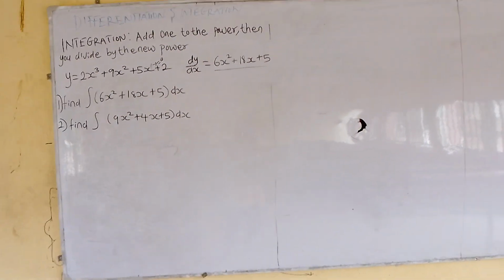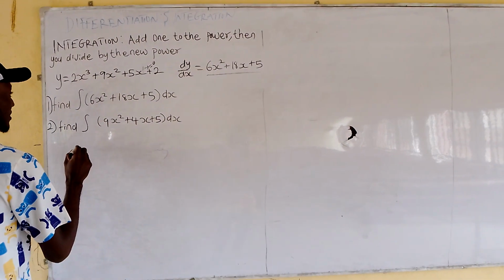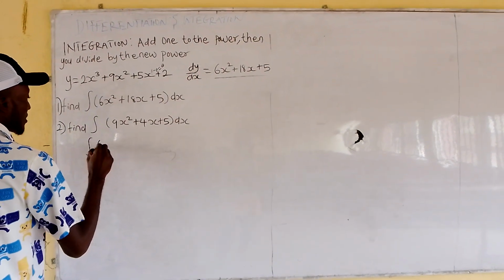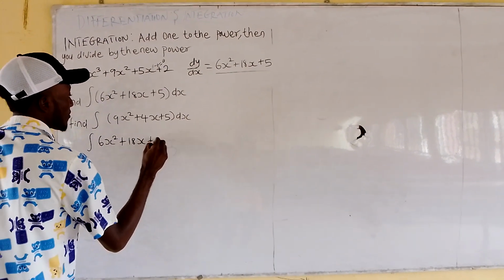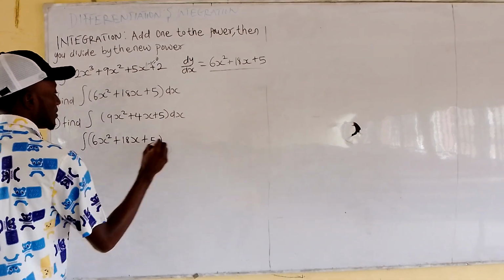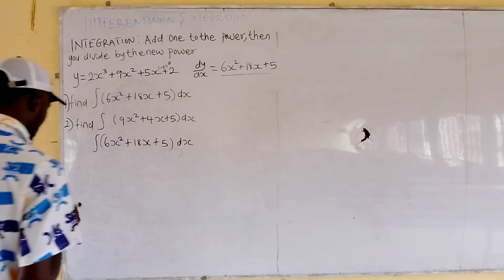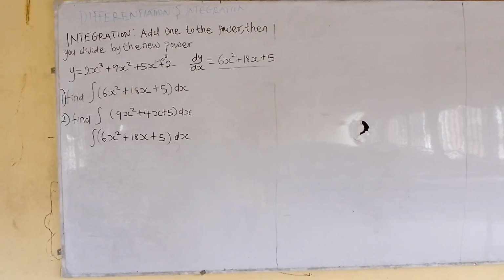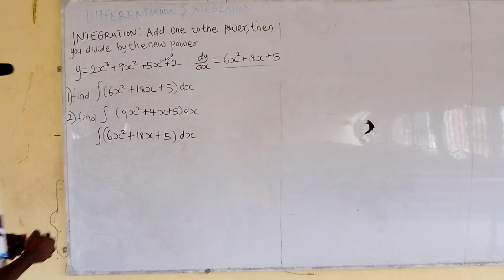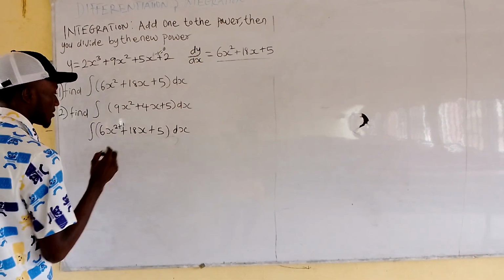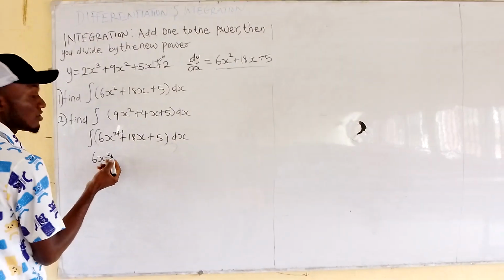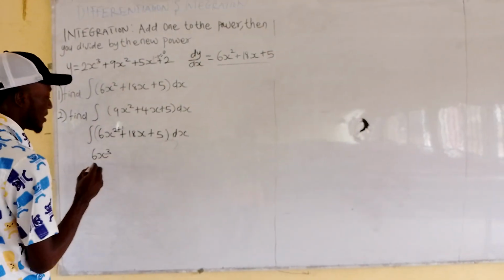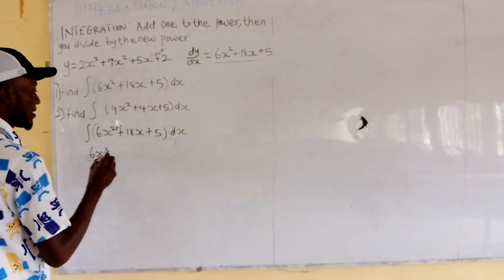Adding 1 to the power, okay, we are integrating 6x to the power of 2 plus 18x plus 5, dx. Integrating this, let's take 6x to the power of 2 for example. You add 1 to the power. Adding 1 to the power of this is going to give you 6x to the power of 3. Then divide by the new power. This is the new power: 3 is the new power after adding 1. So you divide by that 3. Divide by the new power, remember?